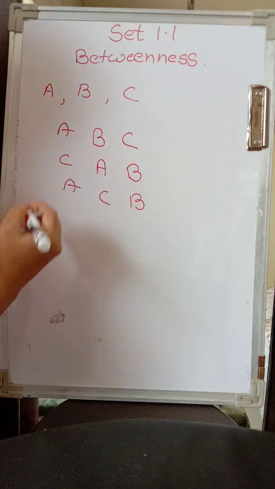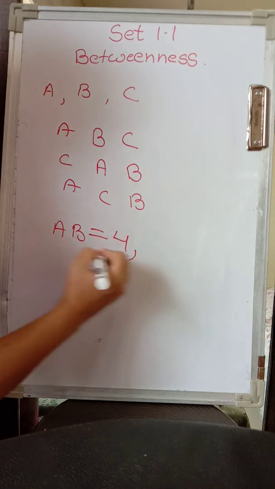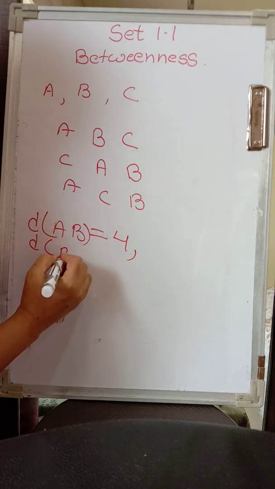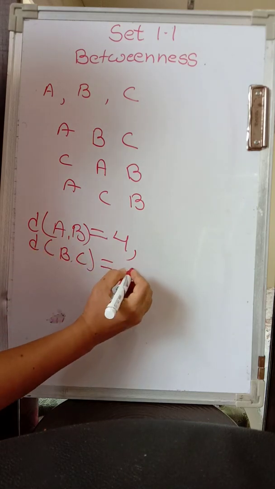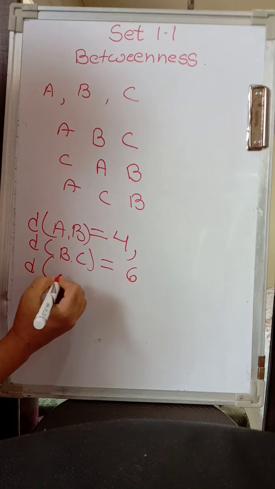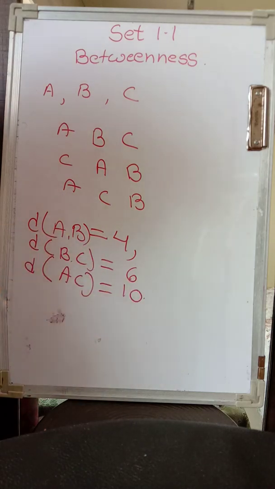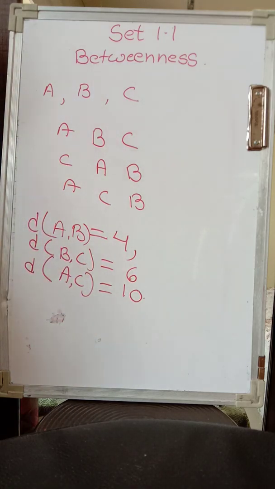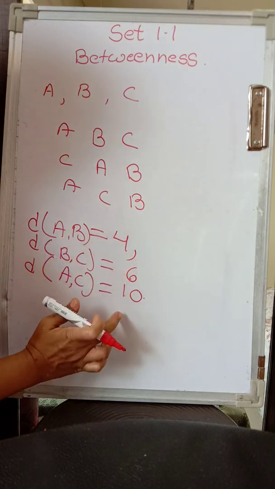But if I put one condition, if distance AB is equal to 4, then I say distance BC is equal to 6 units, of course, and I say that distance AC is equal to 10. Okay, if I put it in this way, now what can you say? Which is the biggest distance? AC.